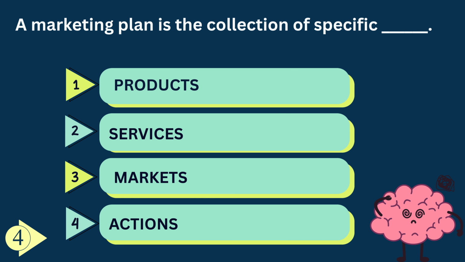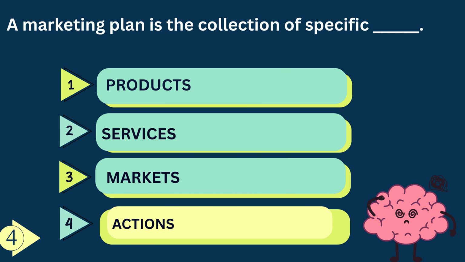A marketing plan is the collection of specific option 1 products, option 2 service, option 3 markets, and option 4 actions. And the correct answer is option 4 actions.